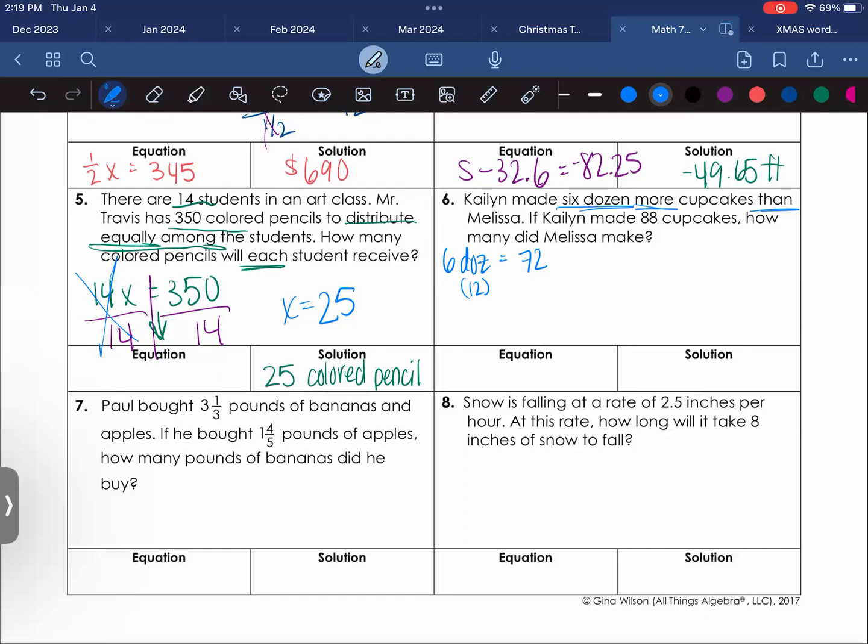So we have 72 more than Melissa. You can use M, you can use X, whatever you want. And we have Kaylin's total was 88. So Kaylin made 72 plus Melissa's amount to get her total amount of 88. This is our equation. Now you'll subtract 72 from both sides to figure out that Melissa made 16. And don't forget to label.